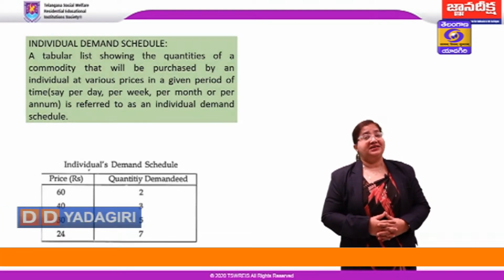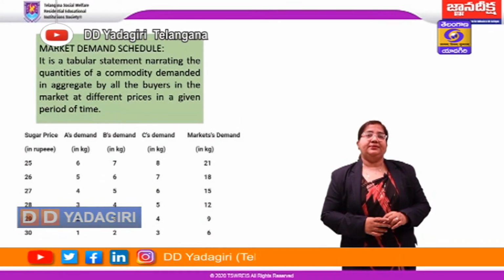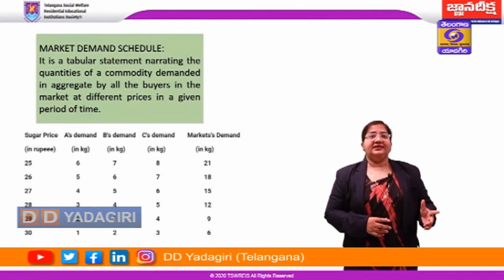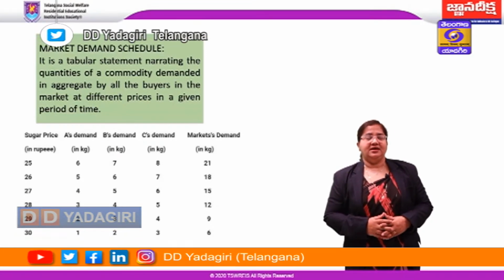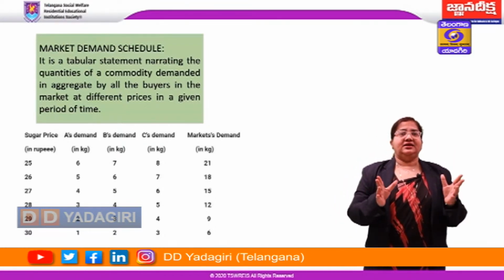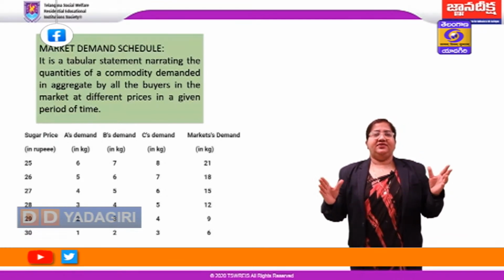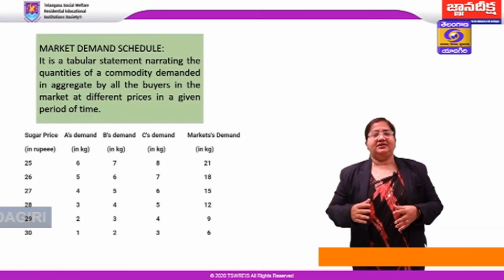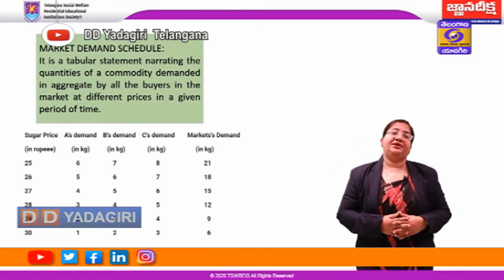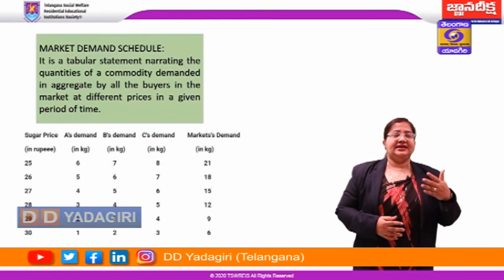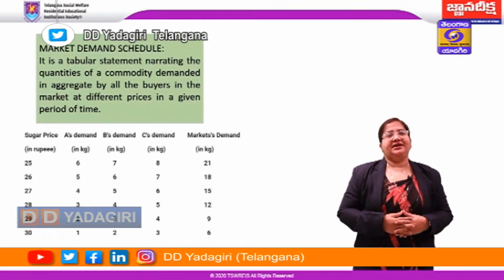Now what is the market demand schedule? It is a tabular statement narrating the quantities of a commodity demanded in aggregate by all buyers in the market at different prices in a given period of time. If you see the PPT here, the price is given and 3 consumers, A, B and C, are taken horizontally, and we add all these 3 consumers and write the market demand. When the price is 25, the demand is 21; when the price increases to 26, demand decreases. There is an inverse relationship shown in the market demand schedule.